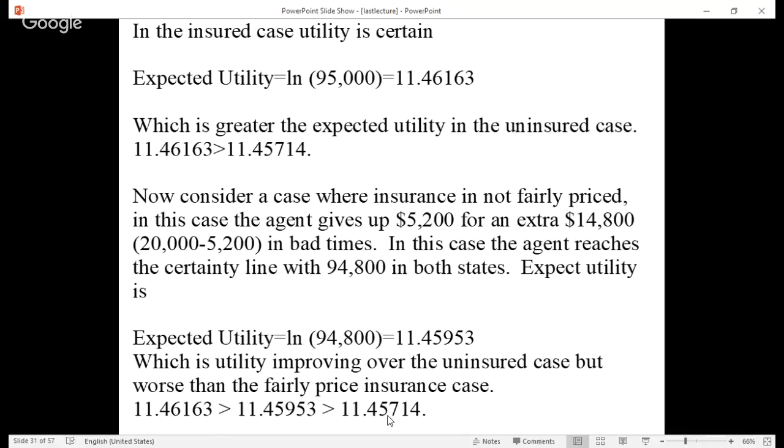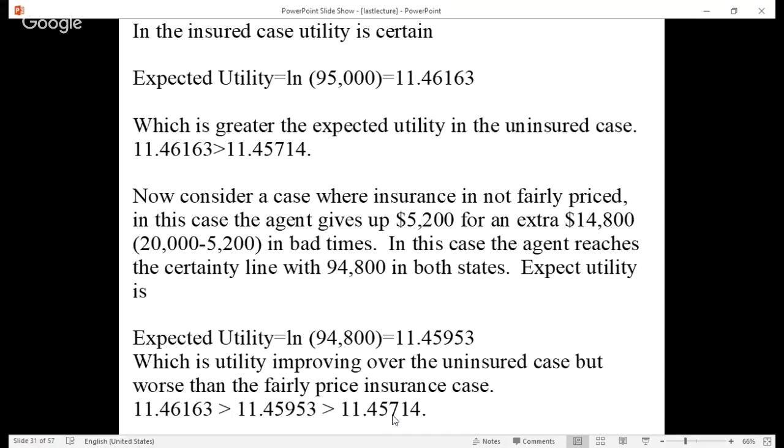And we could keep increasing that price until we get to something close to the uninsured case, and we can see how much he's willing to pay for that unfair insurance, or how much of a premium he is willing to pay to get that unfair insurance.